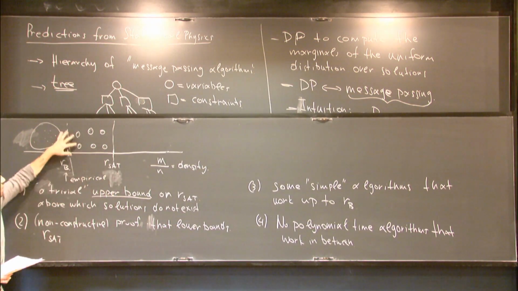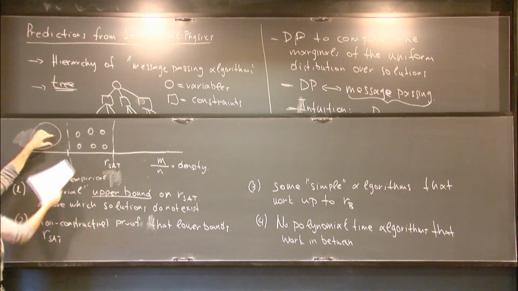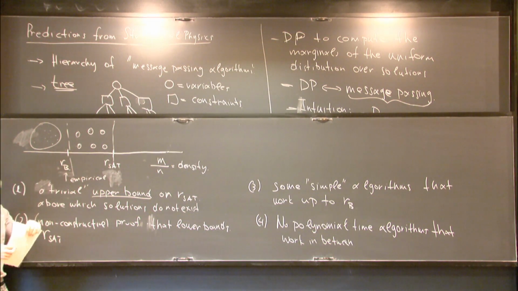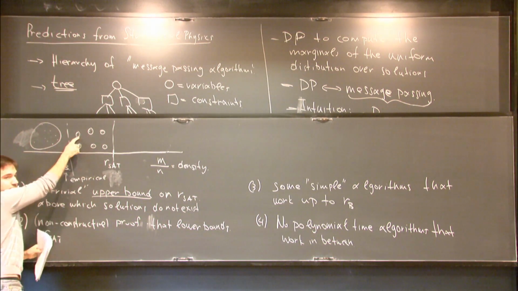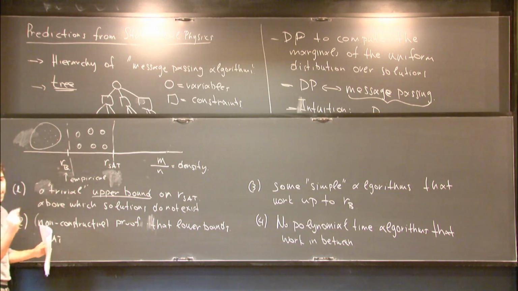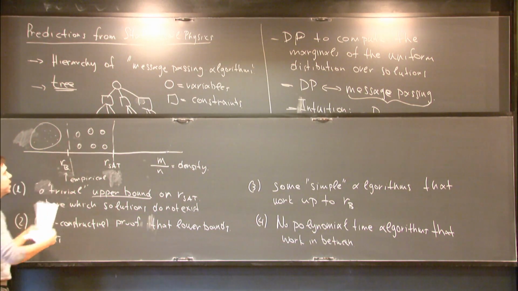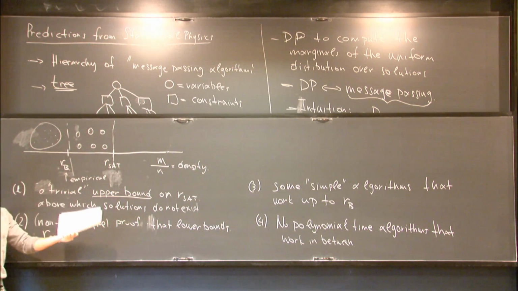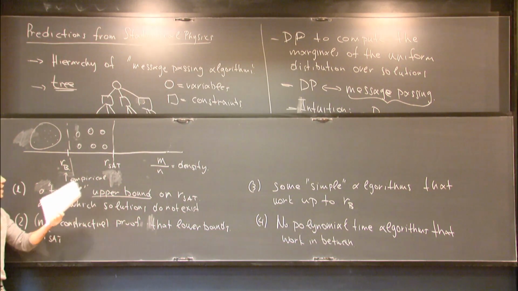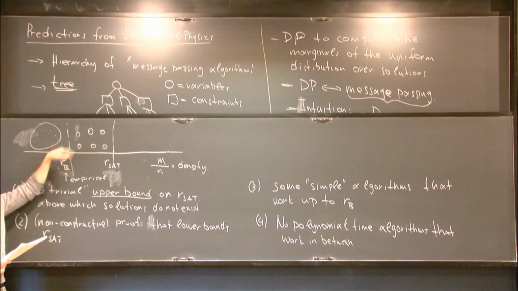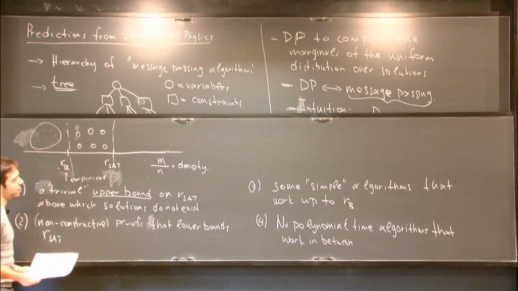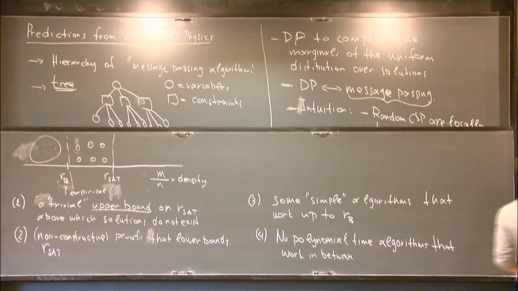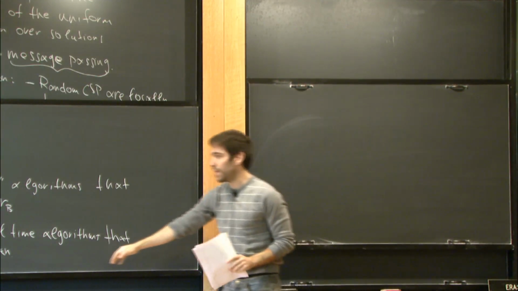And besides that, they predict other phenomena too. Besides this shattering, they predict that most variables will be frozen, in the sense that in each cluster, most variables should have the same value. If you look at a solution in a cluster, like 90% of the variables have the same value in every solution of the cluster. So they are frozen. They have all these types of predictions, and people have noticed them and actually started proving them.